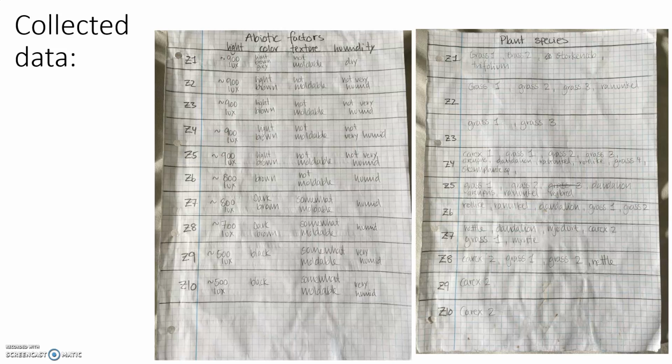So to get started, this is the data that I collected. You can see that over here I have the data having to do with the abiotic factor, the light intensity, color, texture, and humidity of the soil. And these are then the plant species that I found in the different zones. And you can see that this is a mix of Danish and Latin and different things, English even. So these are just the very raw data that I collected. And I'm now going to show you how to then present this data in a more professional way.